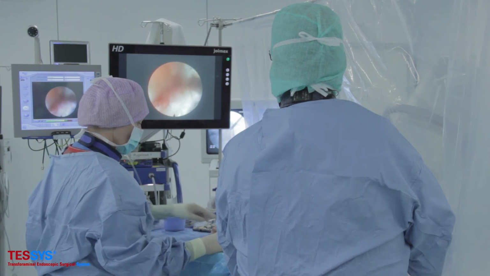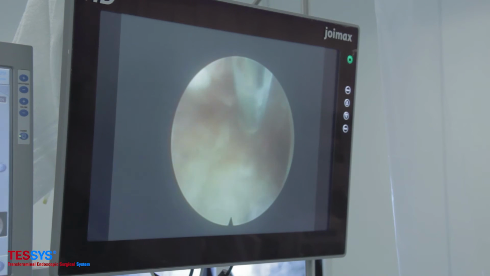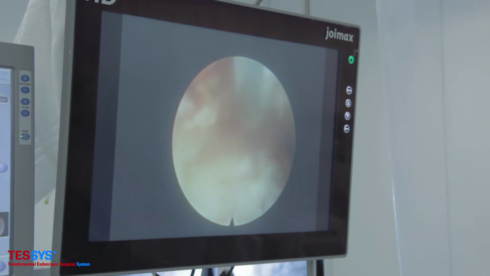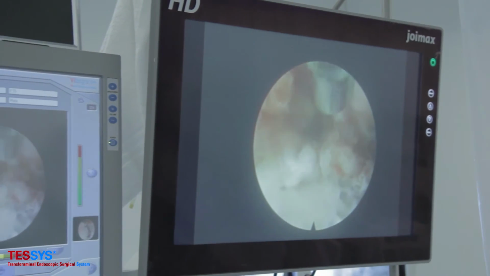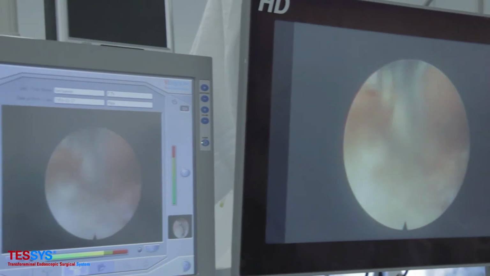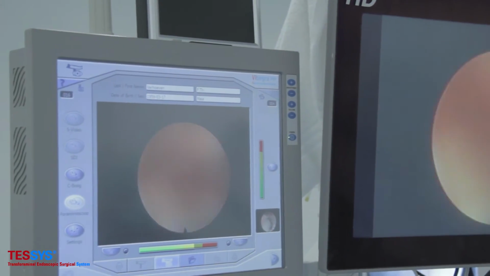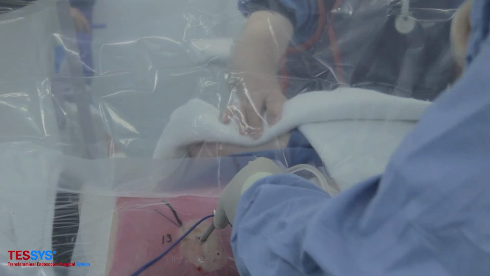On the left monitor, the Vitegra, we capture images of the approach and small video fragments of the operation. All our patients receive a USB stick of their operation with intraoperative commands.